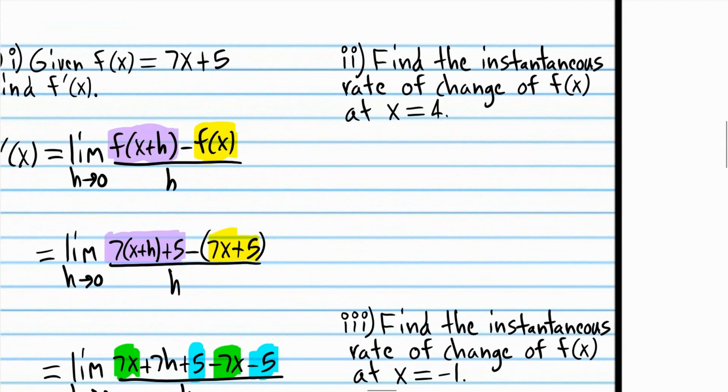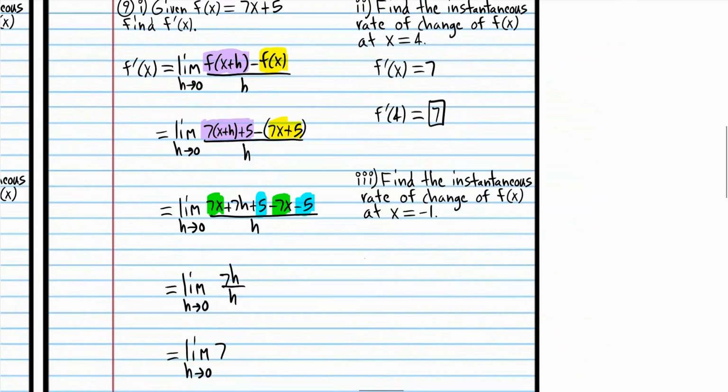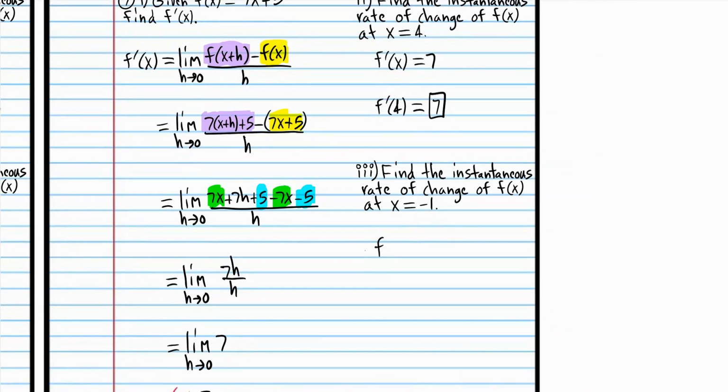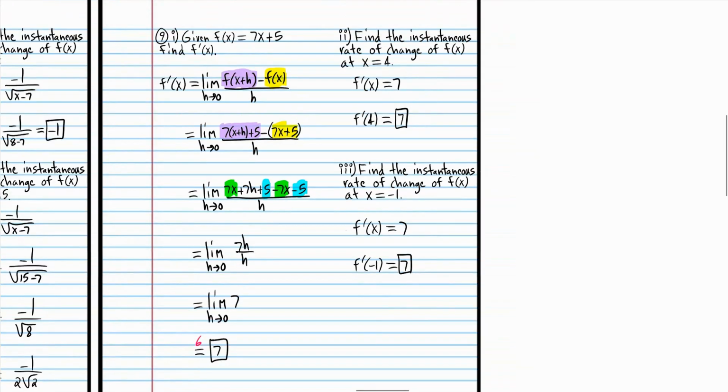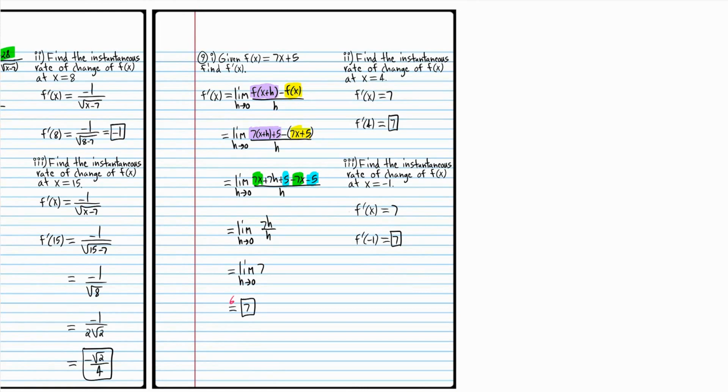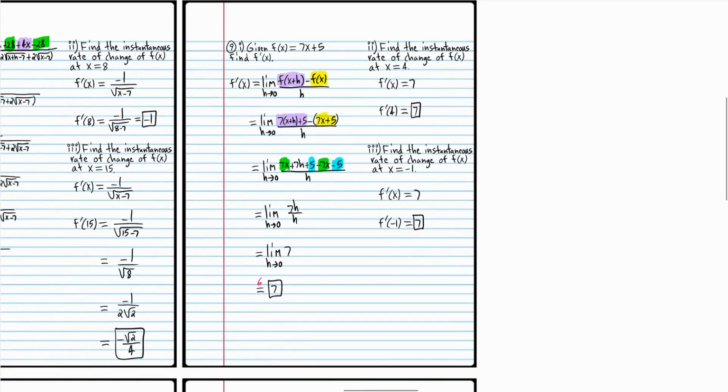Okay, we're back. So our derivative function tells us that the rate is always 7. The rate of change of the function is always 7. So if you plug in 4, you're going to get 7. Same thing for f prime of -1. It's just going to be 7. So again, that's the special case when the rate of change of the function is constant.